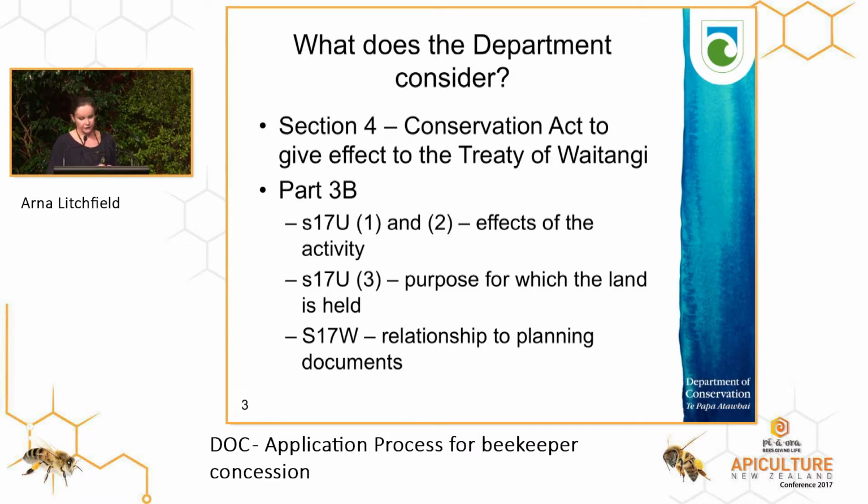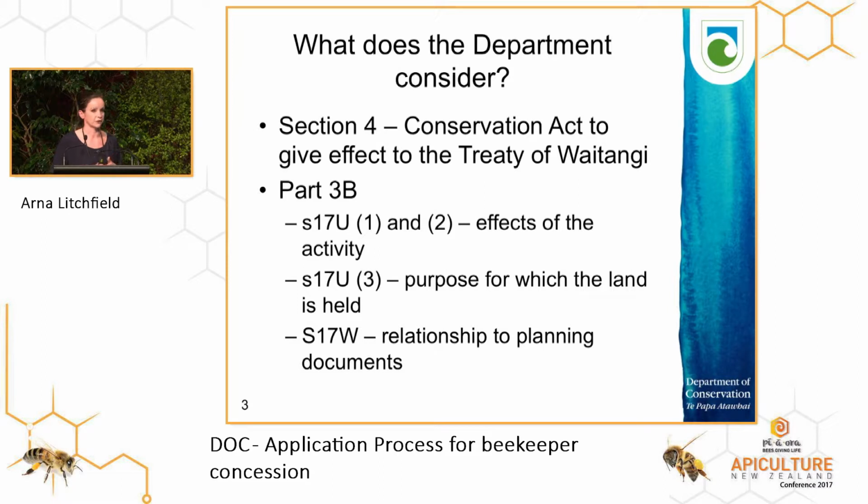So Section 17U 1 and 2 are the first in Part 3B, which is the section of the Act which sets out most of our tests. This is the effects test. What are the effects of that specific activity on that specific piece of land, both positive and negative? And if they are negative effects, how can they be avoided, remedied, or mitigated?